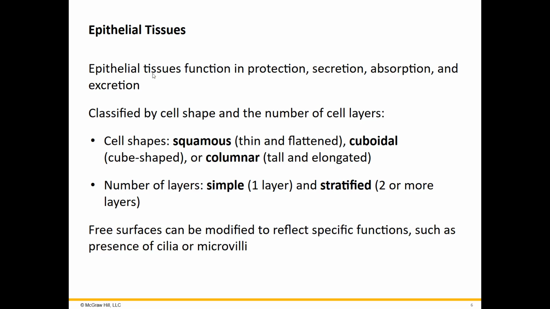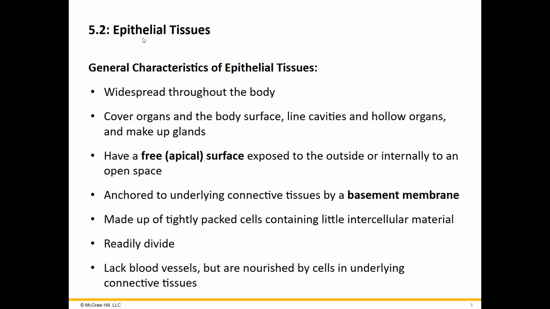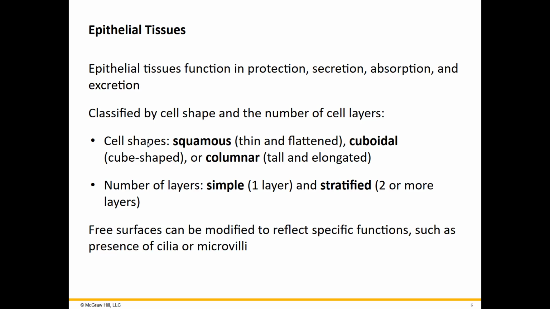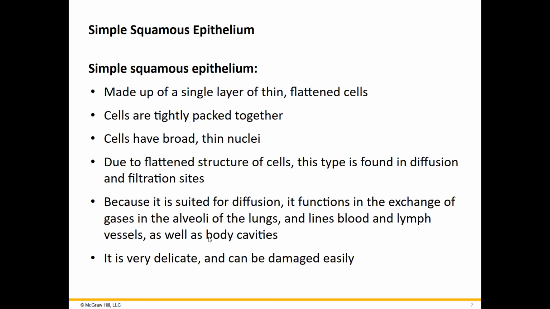So what do I want you to know about epithelial tissue? Remember, it has a free apical surface, attaches to a basement membrane, gets its nourishments from the connective tissue. It has three forms: squamous, cuboidal, columnar, and depending on the number of layers, it's either simple or stratified. The epithelial tissue will often come with cilia, which are tiny hairs that move things along, keep things out, push things in, or microvilli, tiny cilia that absorb.